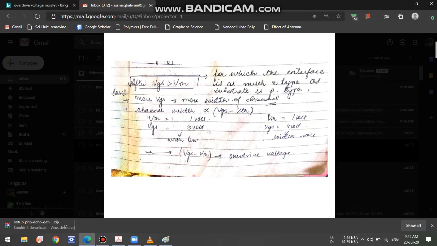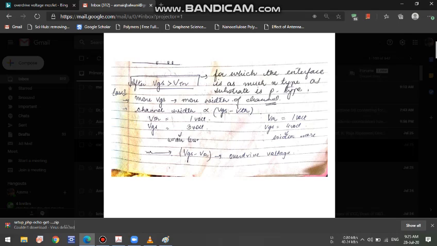Now, the more the value of VGS, the more is the width of the channel. That is the channel width. It is directly proportional to VGS minus VTH. Obviously, when you are increasing the gate source voltage, the number of electrons attracted towards the interface is more. So the width of the channel will increase.